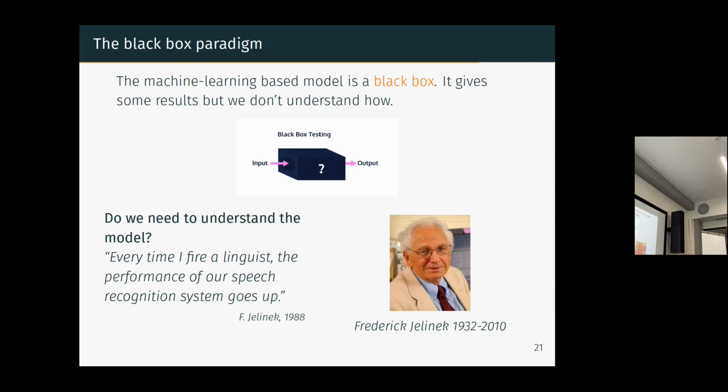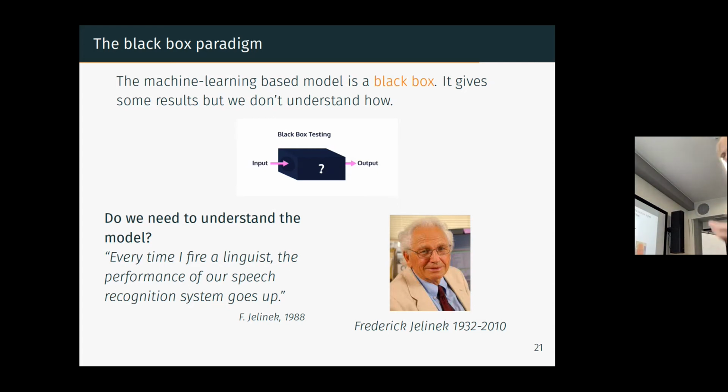And he said that every time I fire a linguist, the performance of our speech recognition system goes up. So it's like a joke. It means that you don't need to understand what it does. You just need to make it work. And this is in some way what some people can say about machine learning. You don't need to understand what it does. The only thing you need to know is if it works.